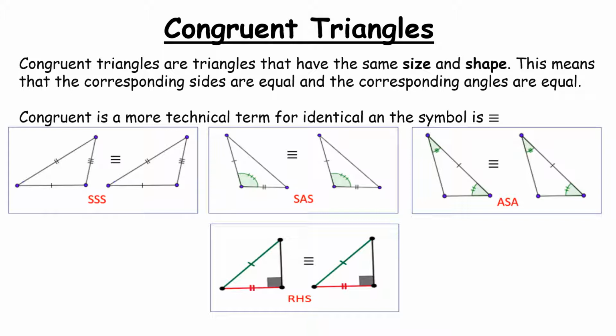The next type of property we have for proving congruency is ASA, which stands for angle, side, angle.